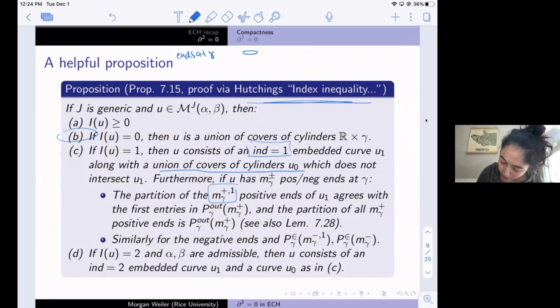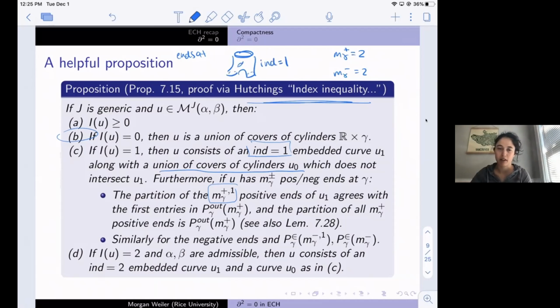So I had my outgoing partition of theta was just 2. So what this is saying is, let's say M gamma here is just 2, M gamma plus is 2, and M gamma minus is also 2. Then the positive ends have to be the outgoing partition, and the negative ends have to be the incoming partition. So it has to look like this. And this is a curve. This isn't necessarily, this is in fact some index 1 cover. So maybe it isn't a genus 0 branched cover of a trivial cylinder. It could be just some index 1 curve. And the top has to be the outgoing partitions, the bottom has to be the ingoing partitions.